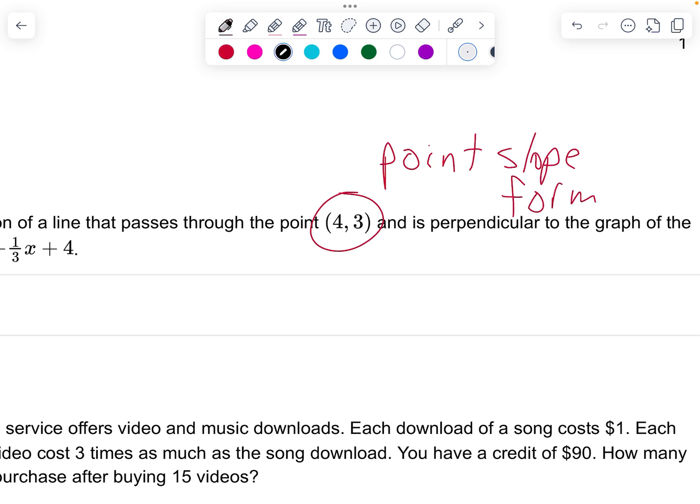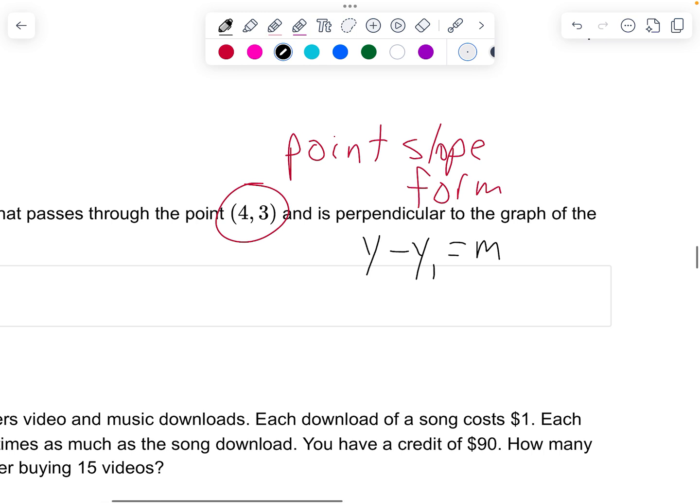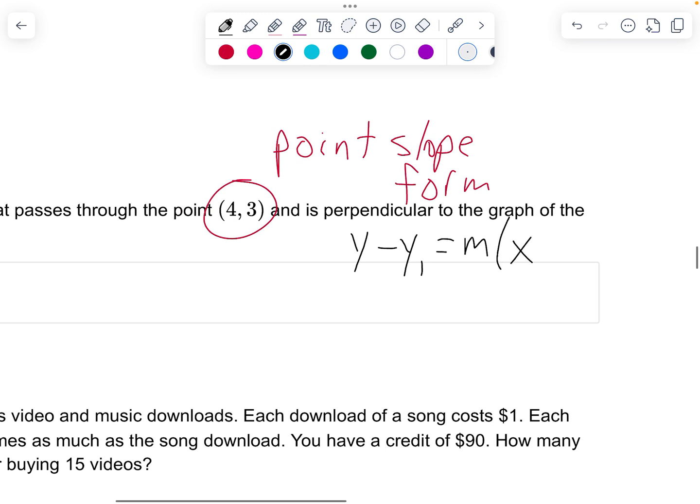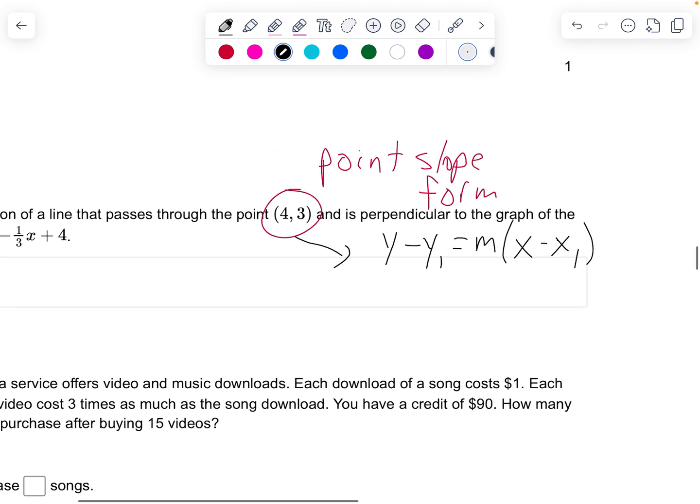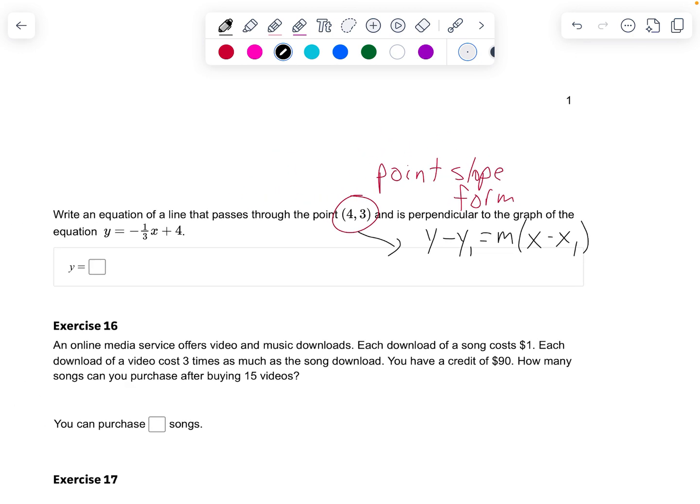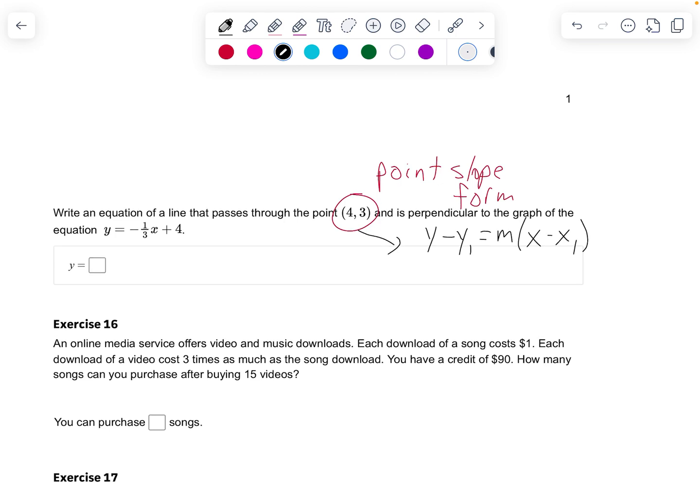I'll write it down again for you. y minus y1, remember, equals m, the slope, times x minus x1, right? So the one thing you need, we have our point. We can plug that in right here, okay? But we need slope. And it tells us that we want a line where the slope is perpendicular to this graph.